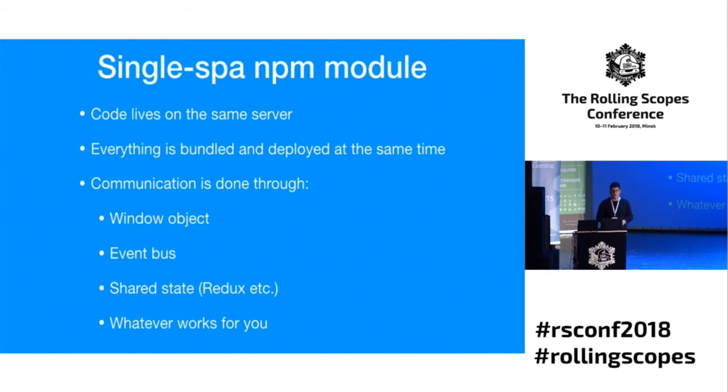We have a bunch of different ways to do communication between the services here. We can always use the window object. We can use an event bus. We can now introduce something new, like Redux. We can have a shared state between our services. For example, our main app can have the Redux store running, and then every other app can connect to that and send some actions there.